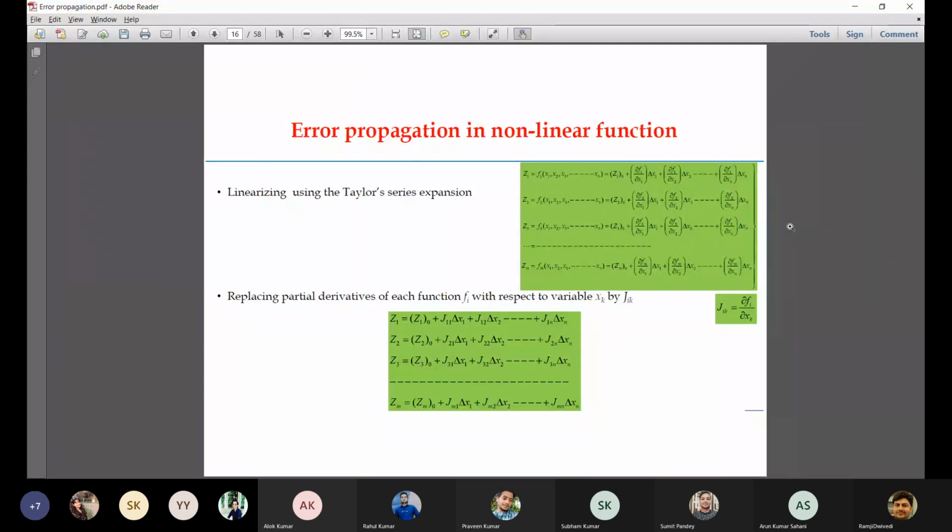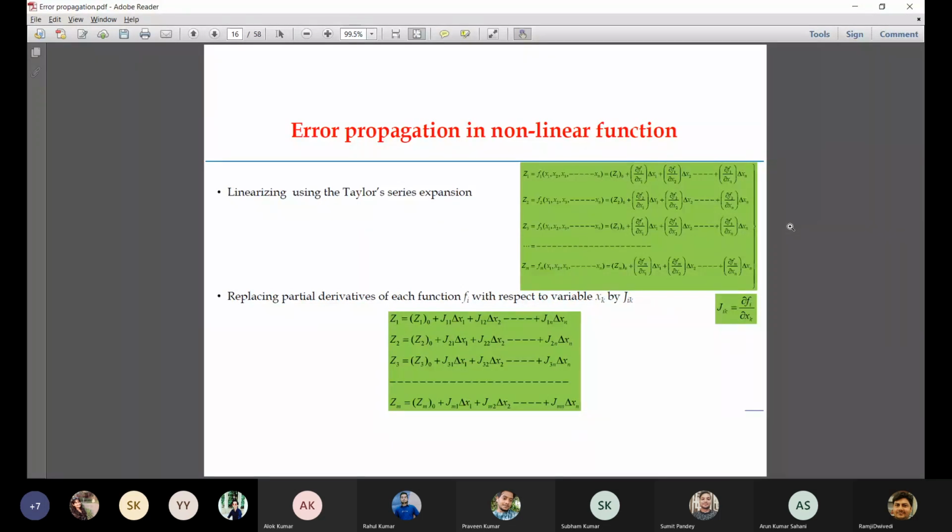So the Jacobian J11, J12: function 1 and its derivative with respect to which variable? First variable. That becomes J11. Then again function f1, with respect to the second variable, that becomes J12. Similarly J1n: which function? First function. Partial derivative with respect to which variable? The nth variable. J1n multiplied by delta.